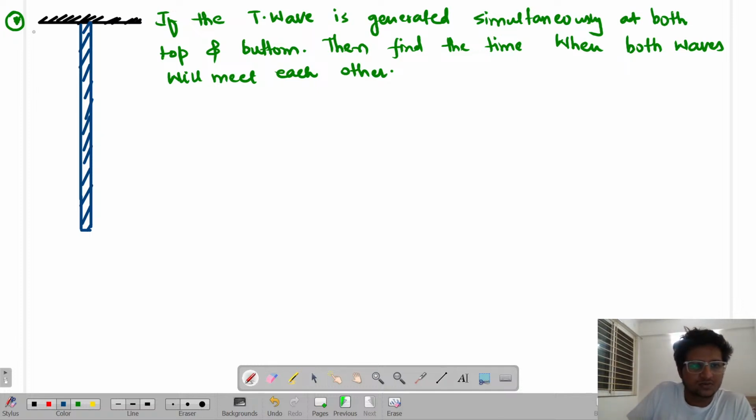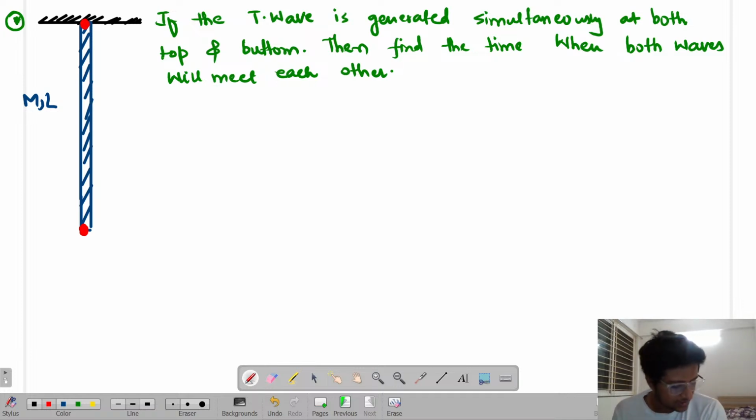Already this question was done. So I have a rope of mass m and length L, isn't it? It is a heavy rope. Then you have to find, if I generate a wave at the downmost point and a transverse wave at the topmost point at the same instant of time, at what time both the waves will meet each other, isn't it? Do it.